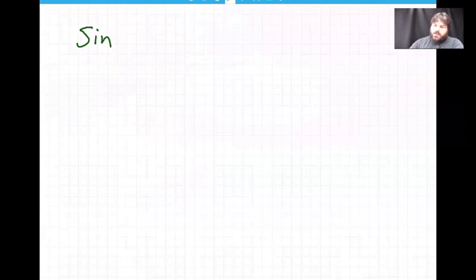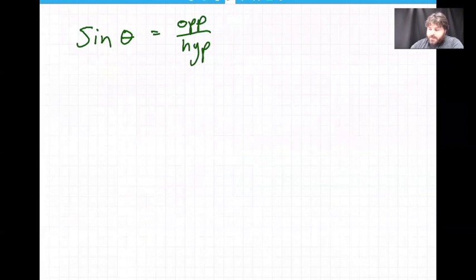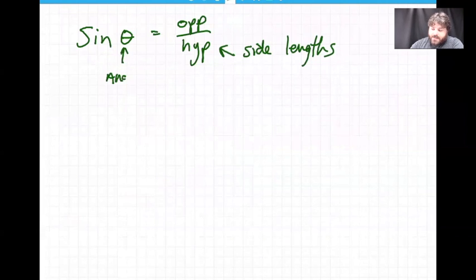The sine is the ratio, the sine of the angle, I should say. The sine of the angle is the ratio between the opposite side and the hypotenuse. Okay, remember, opposite and hypotenuse, those are side lengths. These are side lengths. And this right here is an angle. It has to have an angle in there. You can't just do the sine equals. It's got to be the sine of an angle.